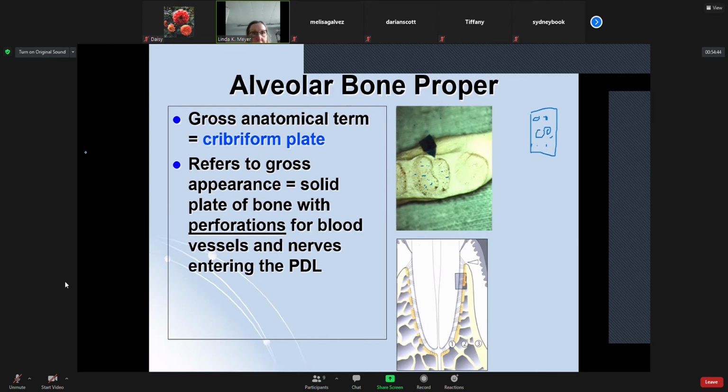Remember from A&P, there's also a cribriform plate of the ethmoid bone that makes up the roof of your nasal cavity, and blood vessels and nerves come through that plate to innervate the nasal area. In this case, the cribriform plate applies to alveolar bone proper.